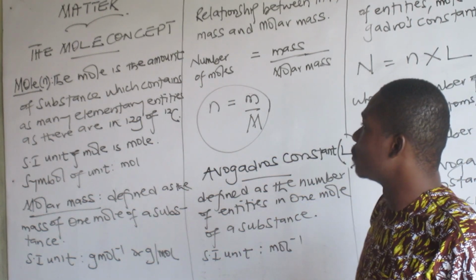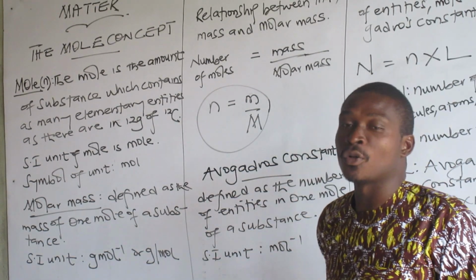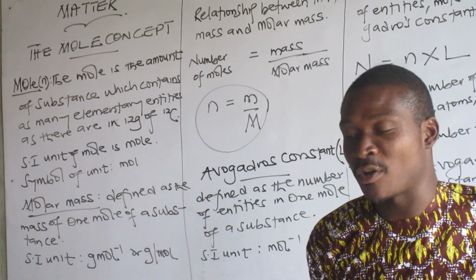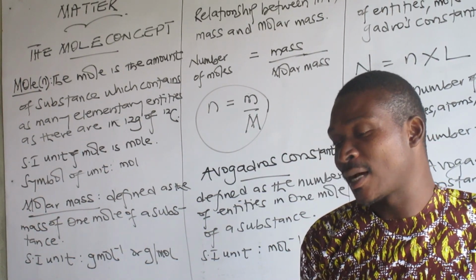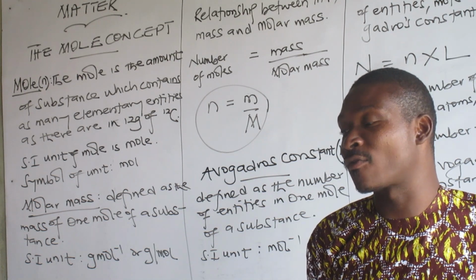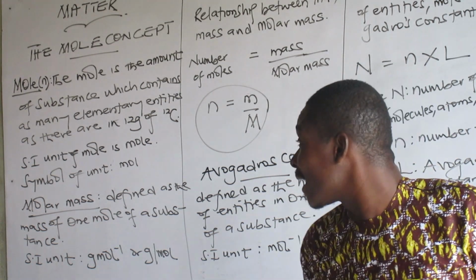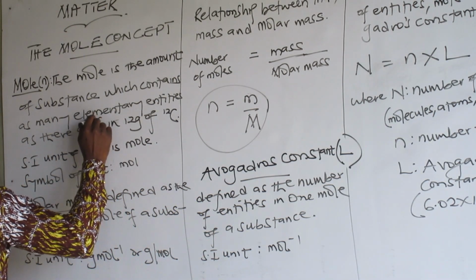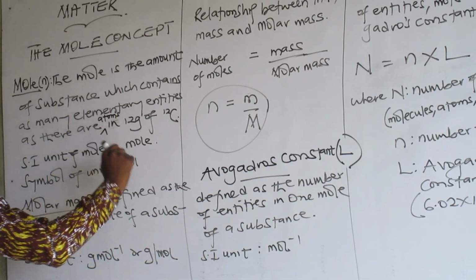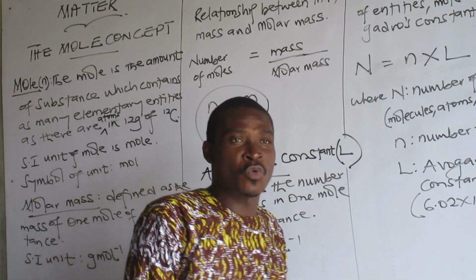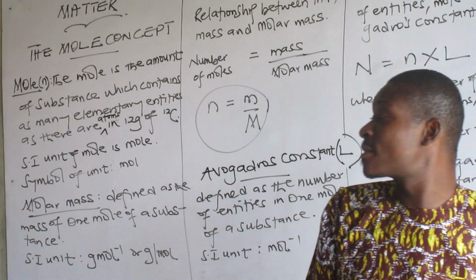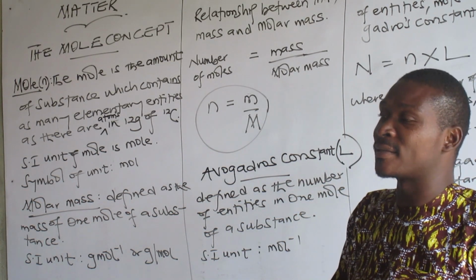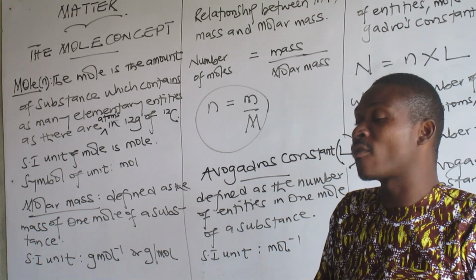Now, what is a mole? So we say the mole is the amount of substance which contains as many elementary particles or entities as there are atoms in 12 grams of carbon 12. What do we mean by that? It contains as many elementary particles or entities as you can see atoms in 12 grams of carbon 12.